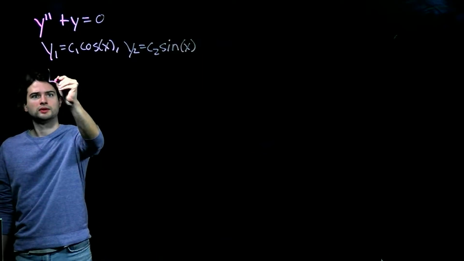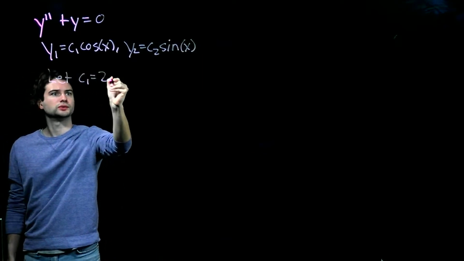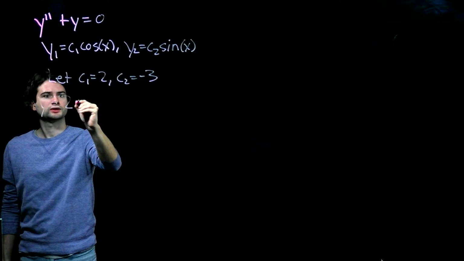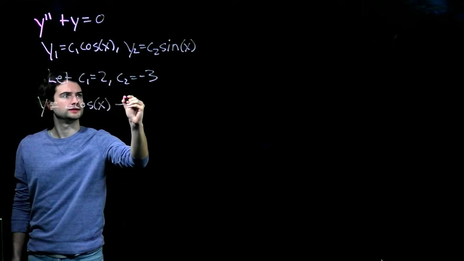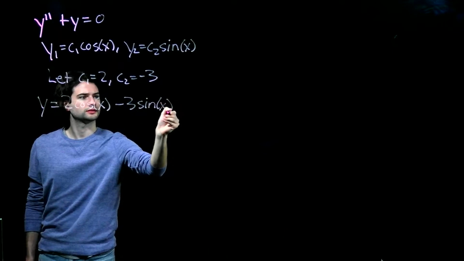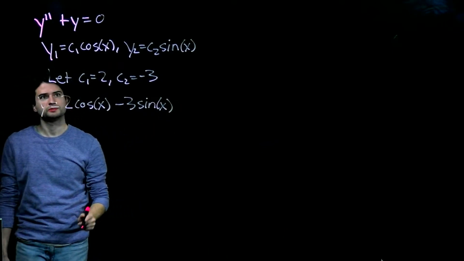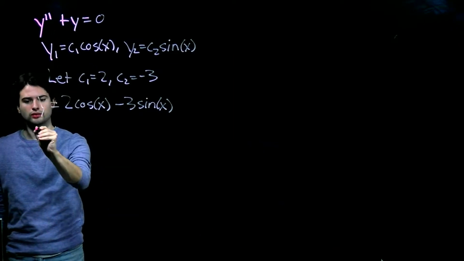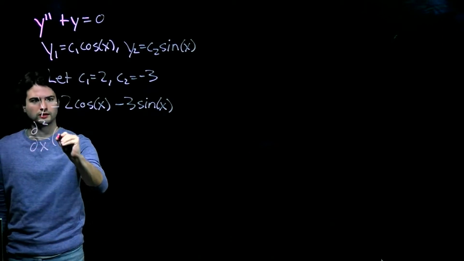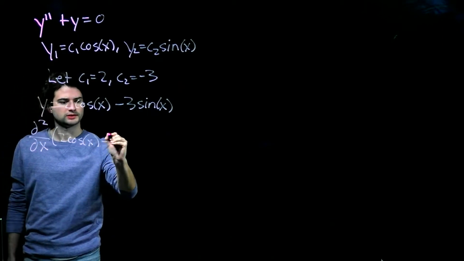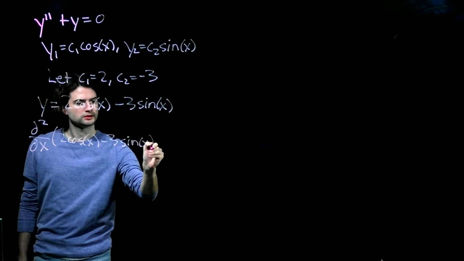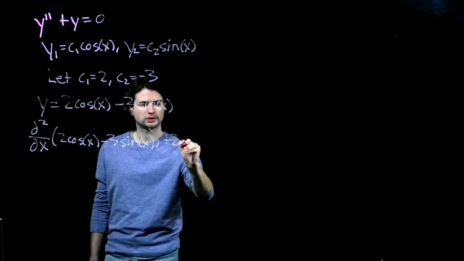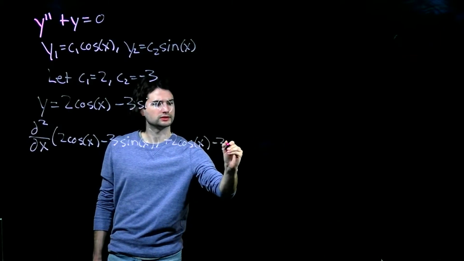So now let c1 equal 2 and c2 equal negative 3, and consider y equal 2 cosine of x minus 3 sine of x. So let's plug this y back into the differential equation and see what we get. So we take the second derivative of 2 cosine x minus 3 sine of x. And then we have plus our y, which is plus 2 cosine x minus 3 sine of x.